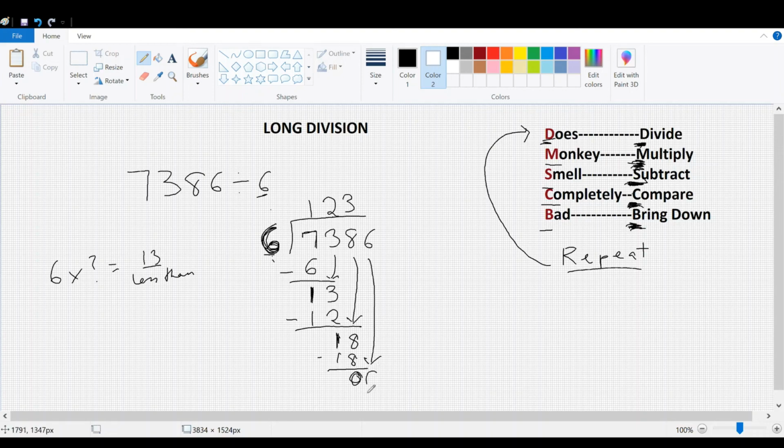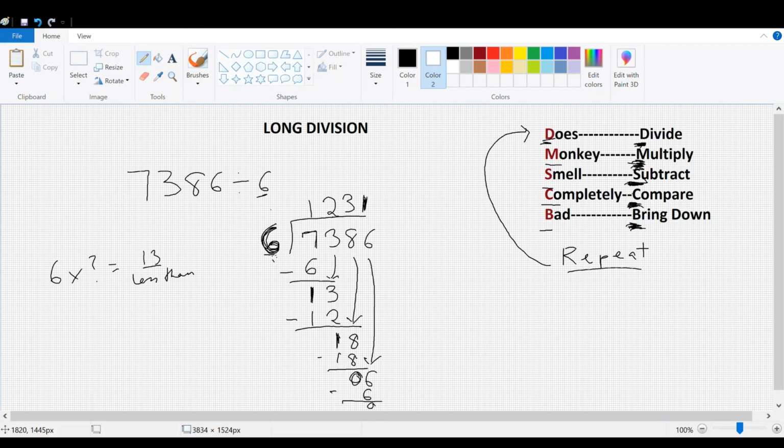Now we move on to the next step, which is bring down the next available number, which is 6. Now repeat the steps all over again. Divide. How many groups of 6 can you make out of 6? 1. Now multiply. 6 times 1 is 6. Now subtract. 6 take away 6 is 0. Now compare, is 0 less than 6?